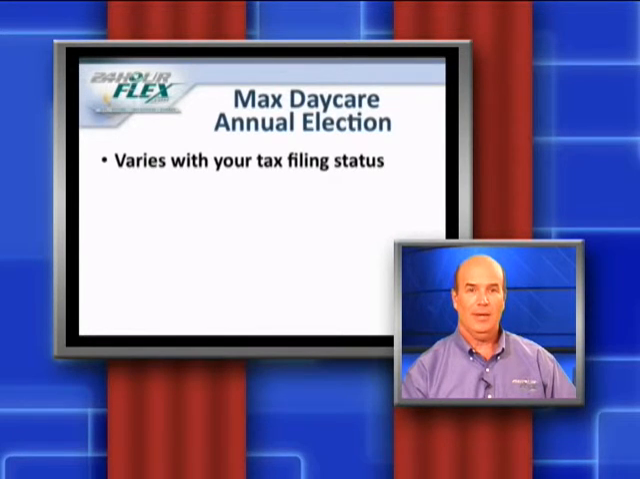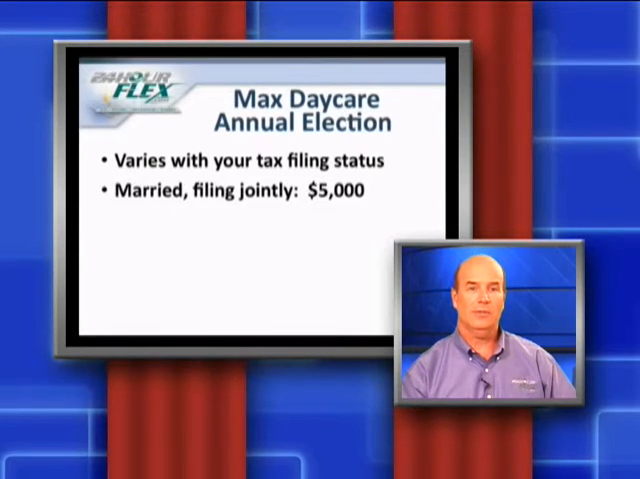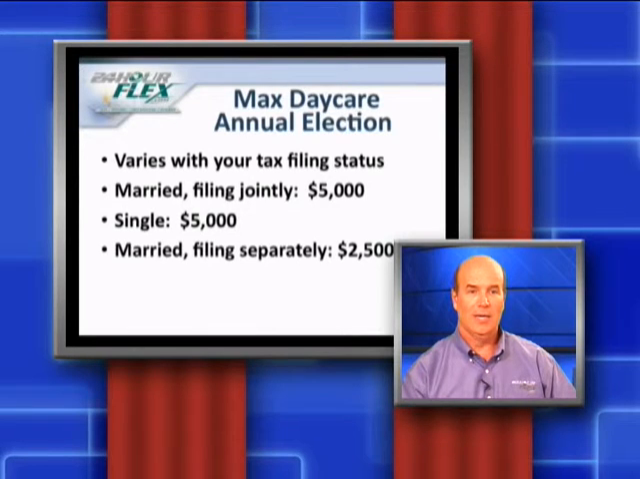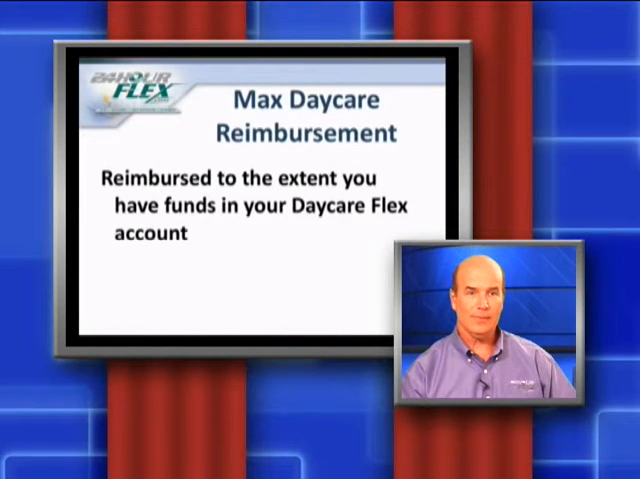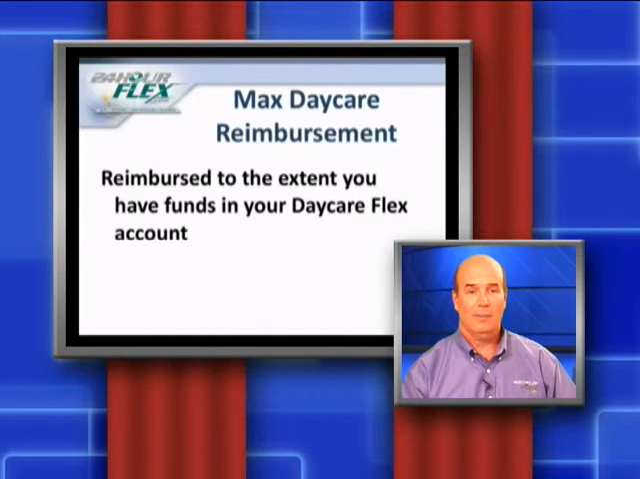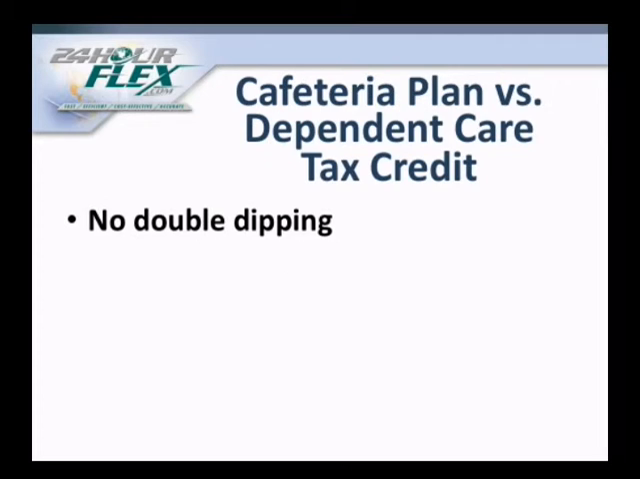The maximum daycare annual election varies with your filing status. If you're married and filing jointly, it's $5,000. If you're single, the maximum amount is $5,000. If you're married and filing separately, the max is $2,500. However, the maximum amount cannot exceed your annual income or your spouse's annual income. The maximum daycare reimbursement is the amount that you have available in your daycare flex account. So it's limited by the actual positive balance of your flex account.